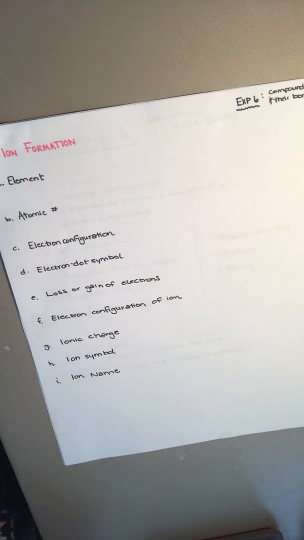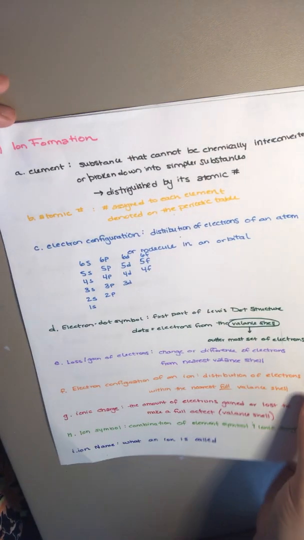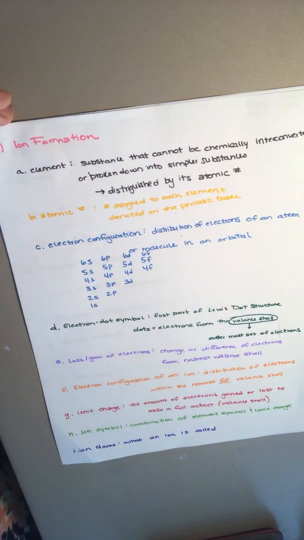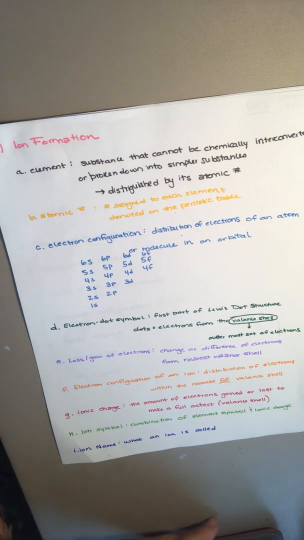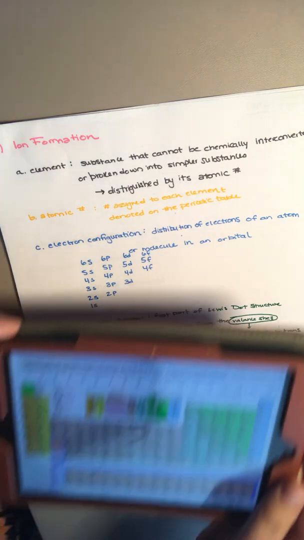So in ion formation, there's just a bunch of these different things, and I'm just going to drop this down, and don't be overwhelmed, just go one at a time, and I'll try to go through it as well. So when we're talking about an element, we want to think about a substance that cannot be interconverted or broken down into a simpler substance.